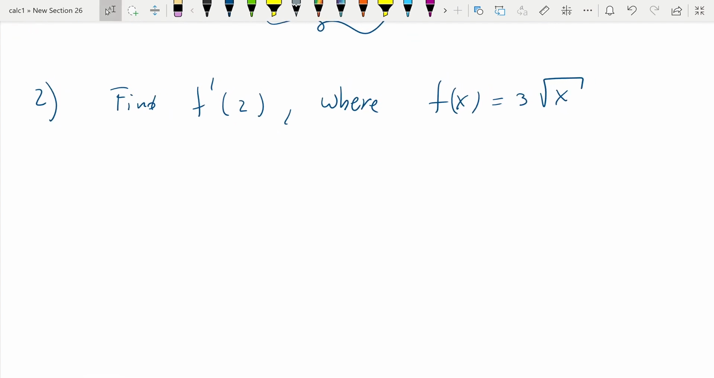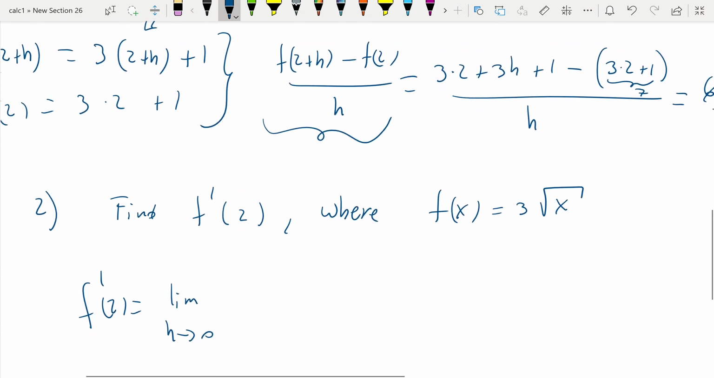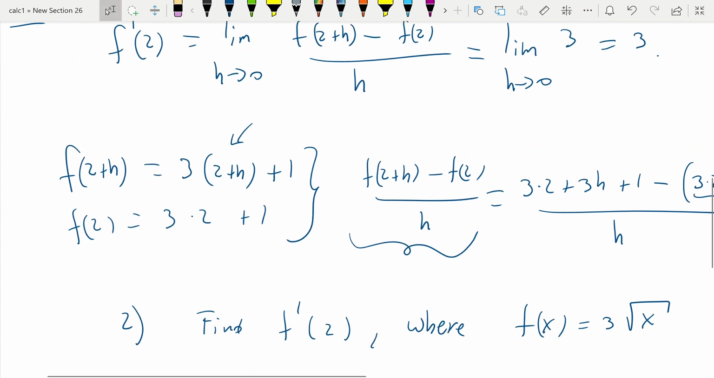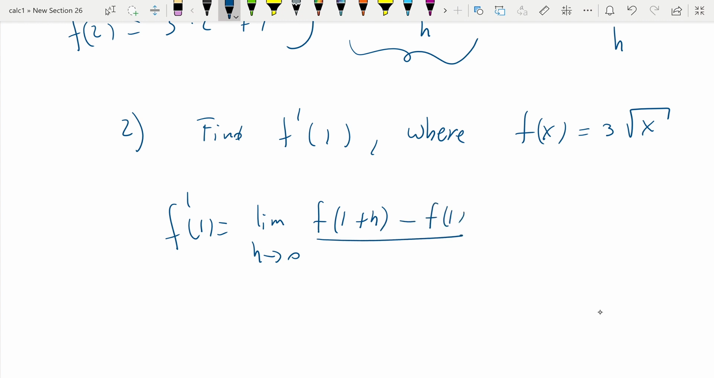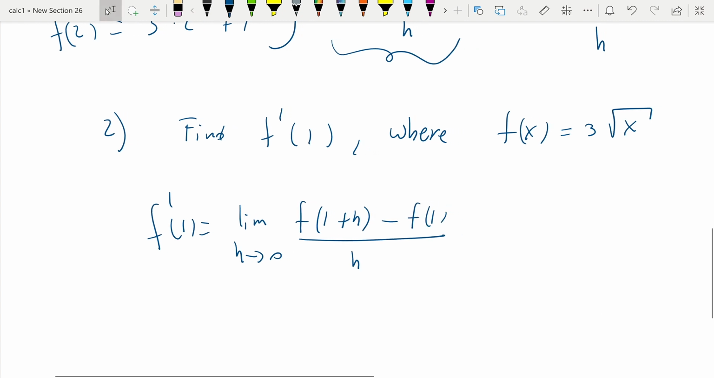Okay, so again, f prime of 2 will be equal to just the same formula, the limit when h approaches 0. So let's change the number here. We already used 2, so let's try to compute f prime at 1 instead. So we take the limit of f of 1 plus h minus f of 1, all of that divided by h.